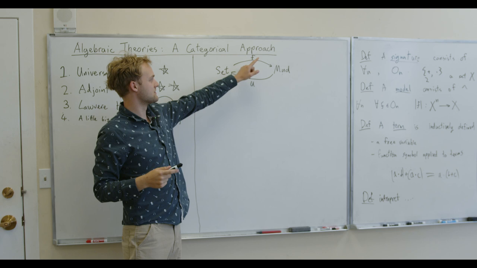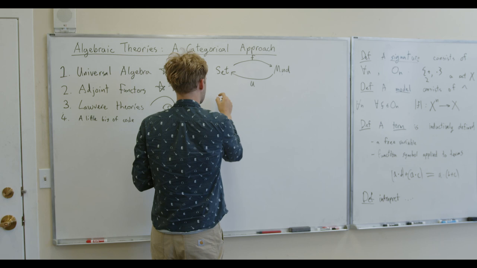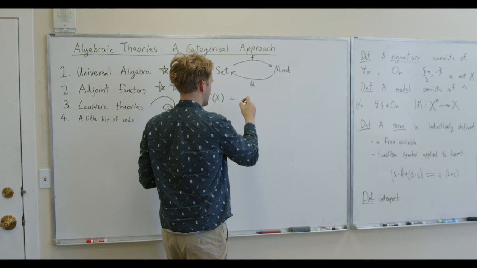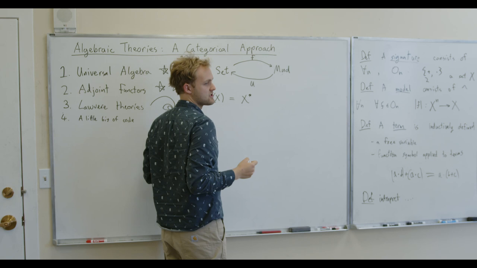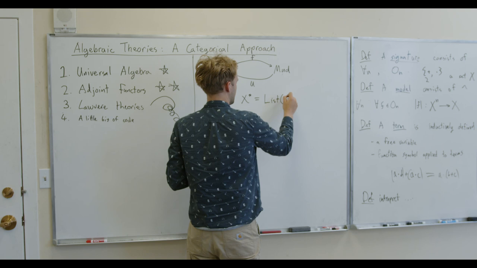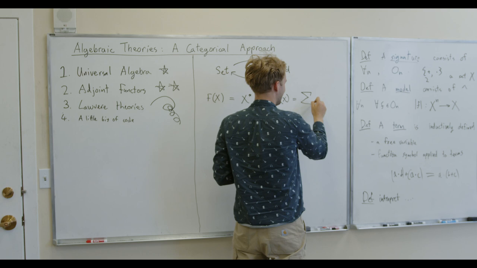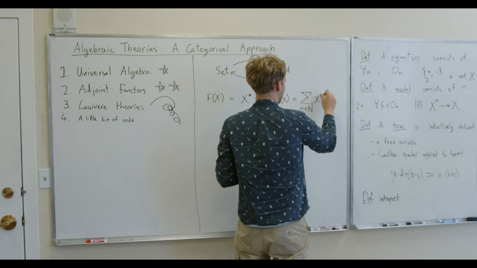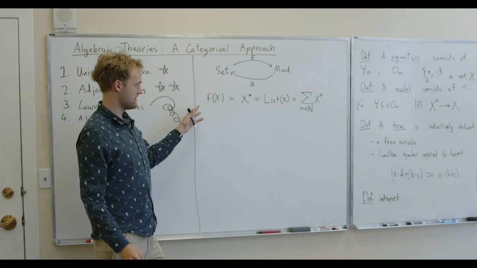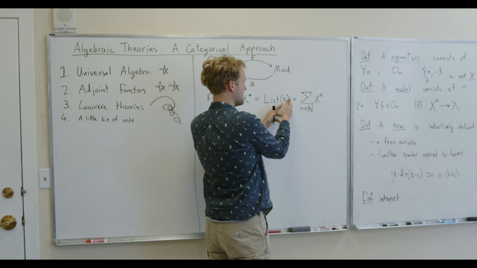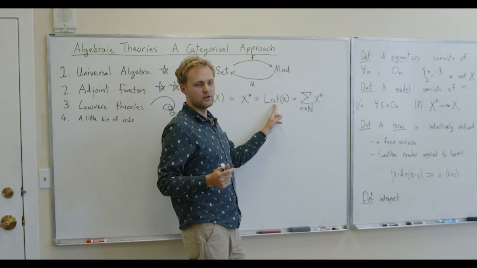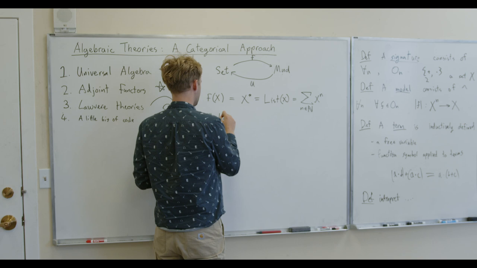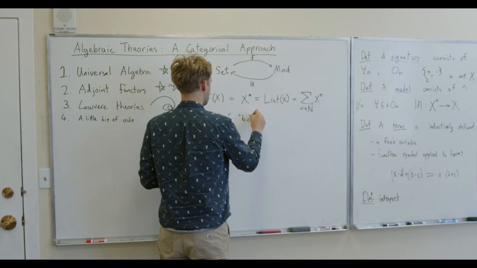This is called the free functor. What this does is it sends a set X to what people sometimes call X star or list X, which is tuples of elements of X of arbitrary length. And this is a monoid with concatenation. So if we have A, B, C times B, D, this is just A, B, C, B, D.